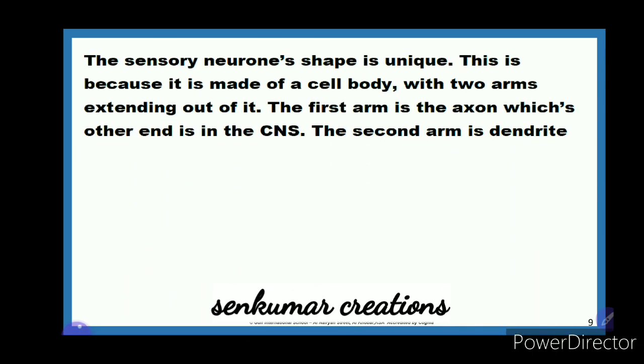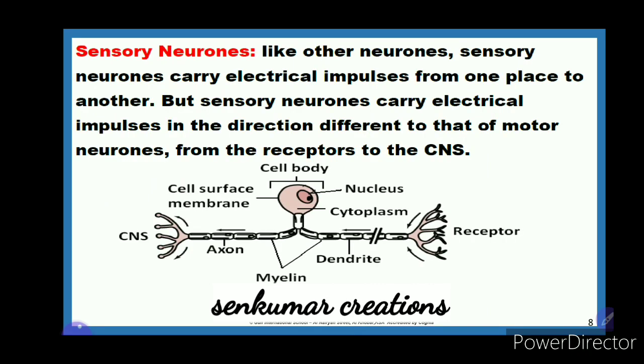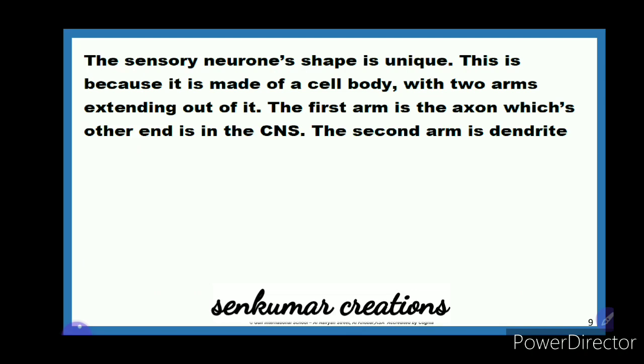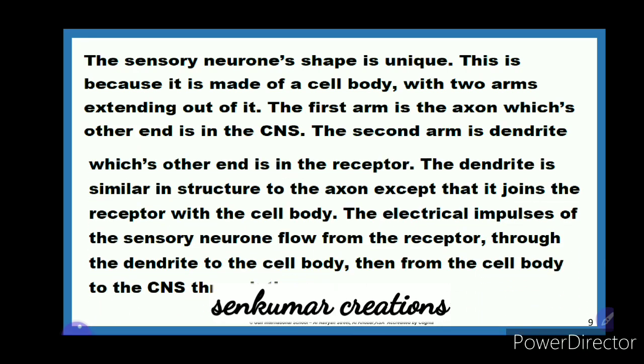So the sensory neuron's shape is unique. This is because it's made of a cell body with two arms extending out of it. The first arm is the axon, whose other end is in the centre. The second arm is the dendrite. You can see this picture very clearly. The left side is the axon and the right side is the dendrite, right? The axon's other end is in the CNS, and the dendrite's other end is in the receptor.